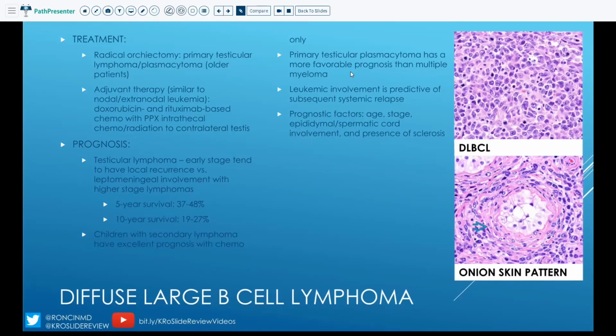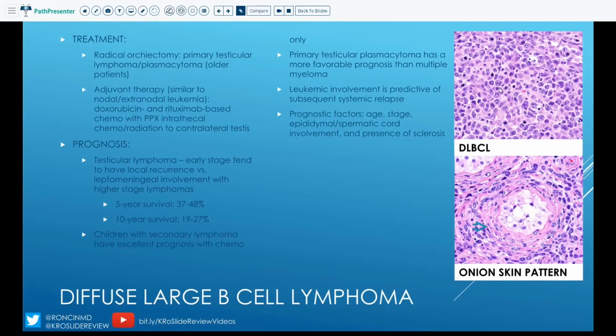Leukemic involvement gives you an indication that the patient's going to have relapse down the road. And your other prognostic factors that you need to consider is age, because children do well, your overall stage, is there involvement of the epididymis or spermatic cord, and remember the presence of sclerosis gives you a better prognosis.